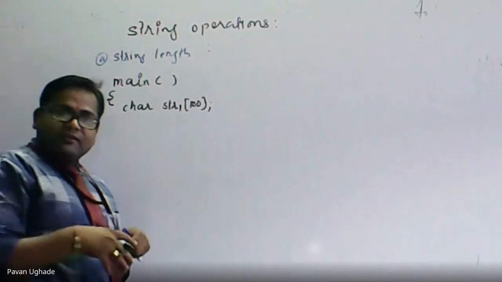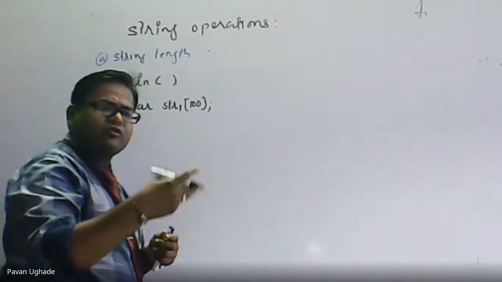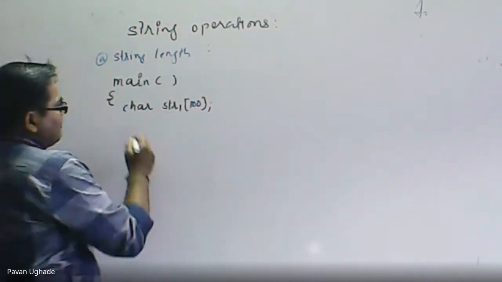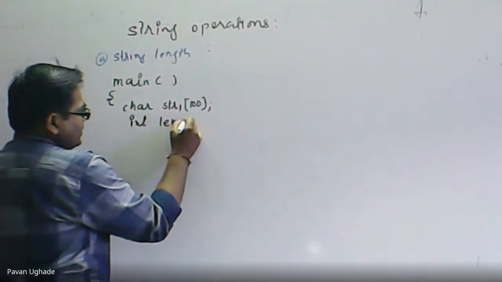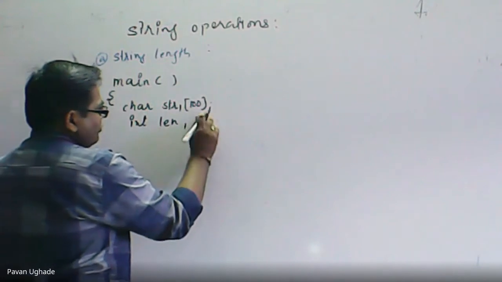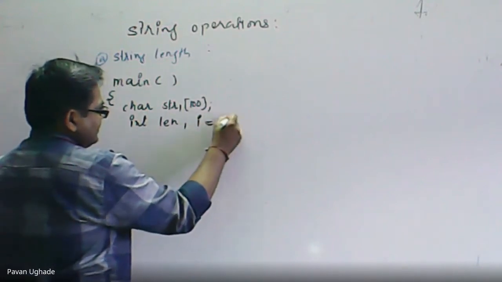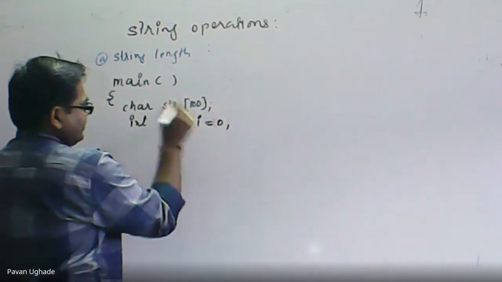As we know, the length will always be an integer, like 1, 2, 3, 4, so we require one integer variable. So int, I call it length. I will also require one index value. I will initialize it to 0. Here also I will initialize 0.